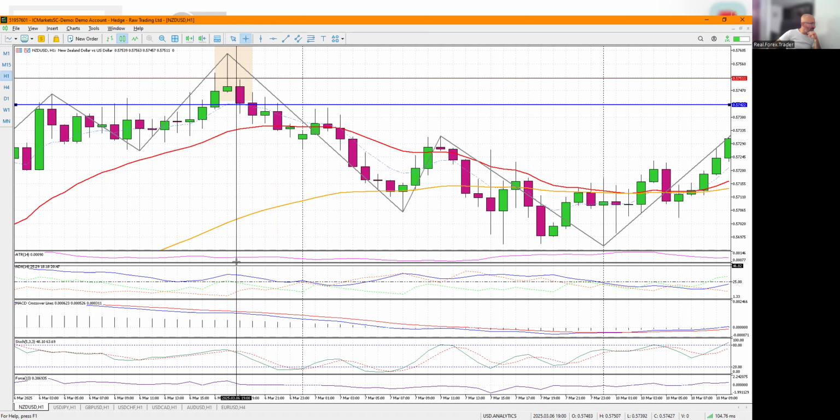Now let's see the measure of the ATR. In this very moment, the ATR is 10 pips. So I'm going to do my calculation, right? So that is going to be 10 pips.